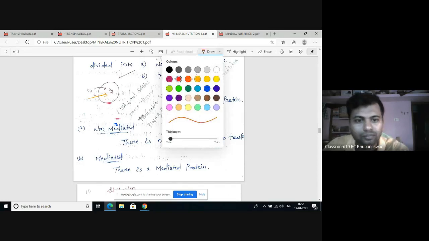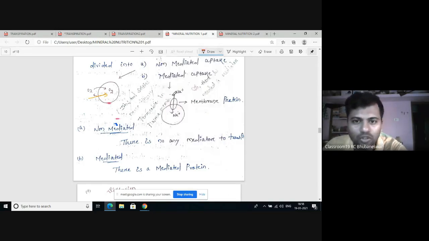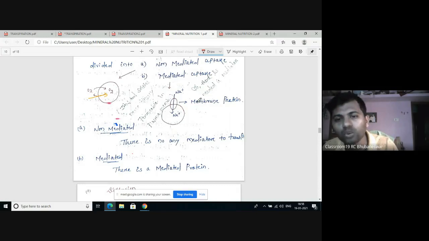Now come to the mediated. Suppose sodium has a charge. Compounds having charge cannot enter freely into the cell. To enter the cell, they have to take help of some protein. So through some protein they can enter the cell, and this is known as mediated. Got this point?